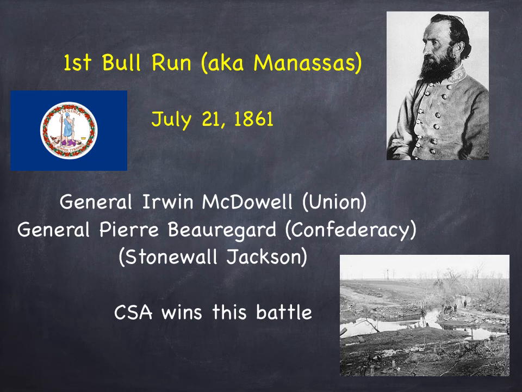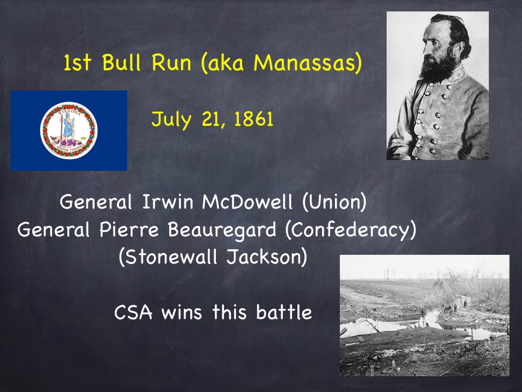July 21st, 1861. You'll see on the screen there's several generals mentioned. I just want to show you that for each side, there's usually more than one general, but one guy in charge. So General Irwin McDowell was the Union general, the head general. He had other lesser generals helping him, but he was the main one. General Pierre Beauregard was the Confederate general, but he had other generals helping him, like probably the most famous general of this battle, Stonewall Jackson. He is pictured in the upper right.